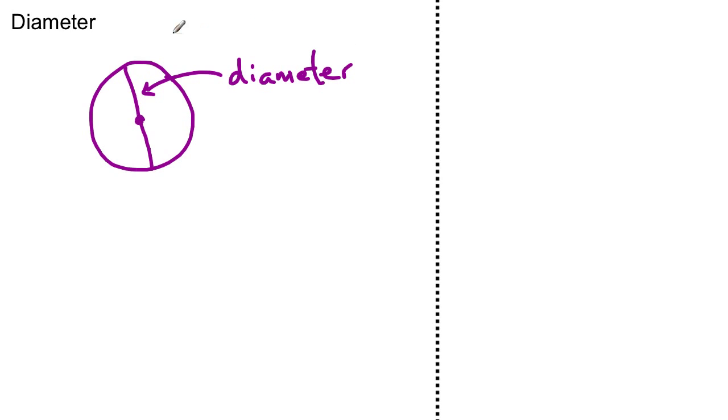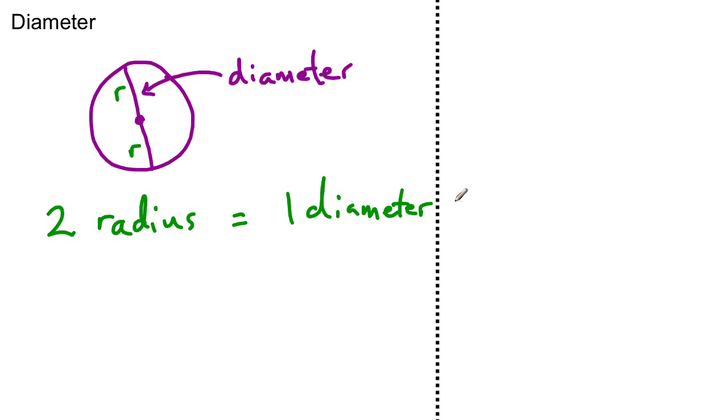Just notice the relationship between a diameter and radius. This right here is a radius. This right here is a radius. So 2 radii is equal to 1 diameter. Cool? Okay, next one.